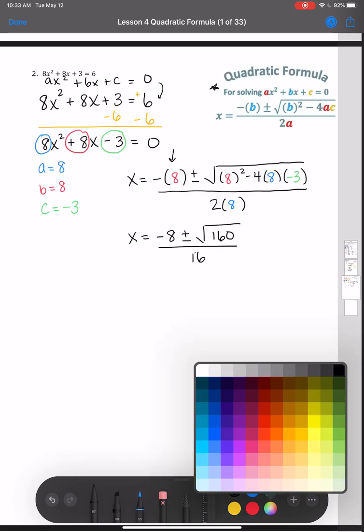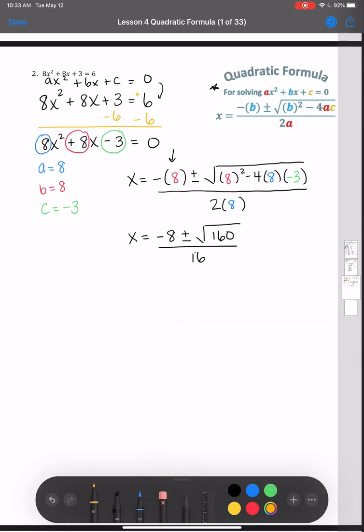So we're going to do that same thing. We're going to take our radical 160 and we're going to simplify it. You are going to practice simplifying radicals on Delta Math. I don't really want to go through this whole process of simplifying it, but you would find that this is equal to the square root of 16 times the square root of 10. And then the square root of 16 is 4.